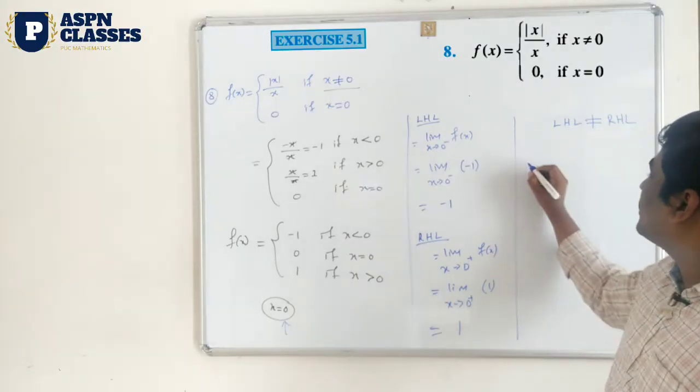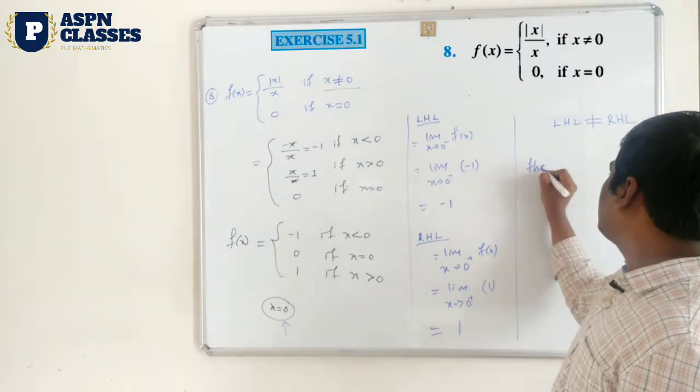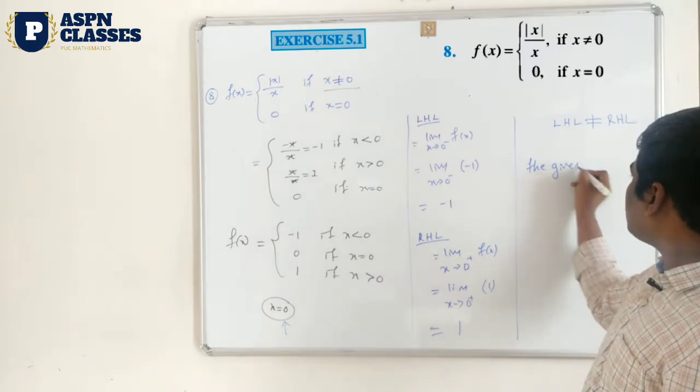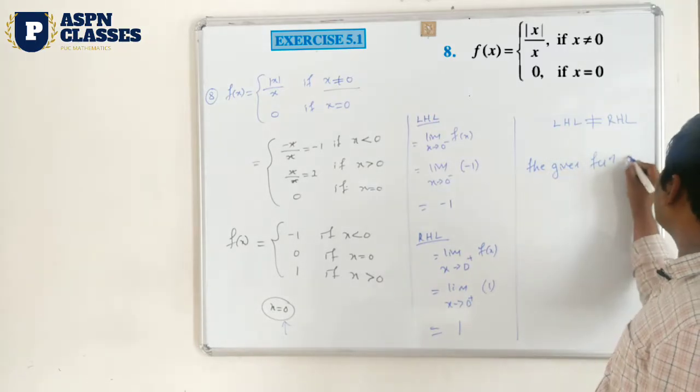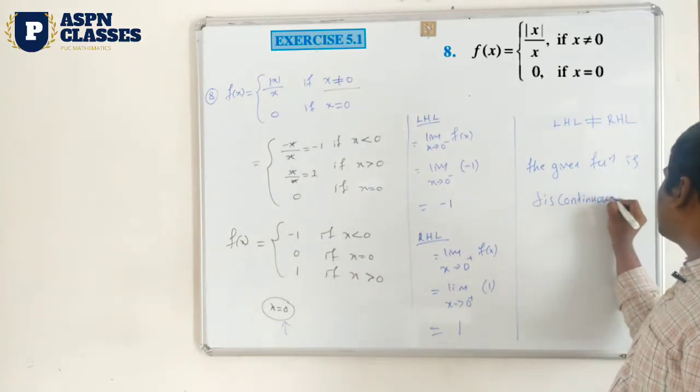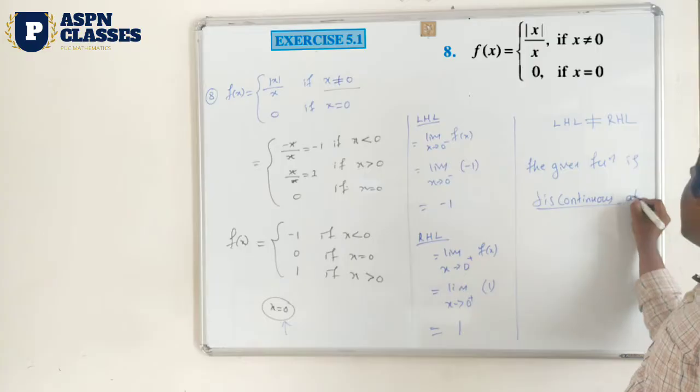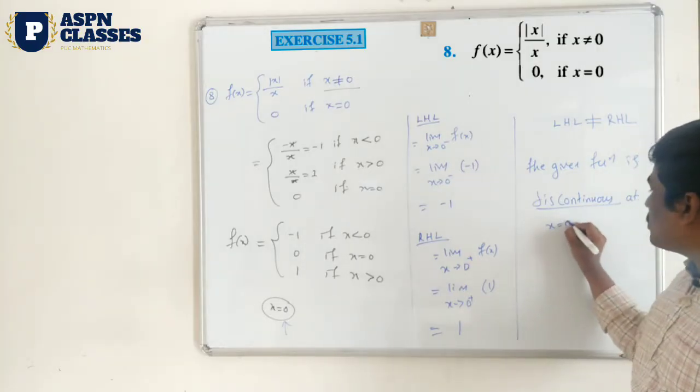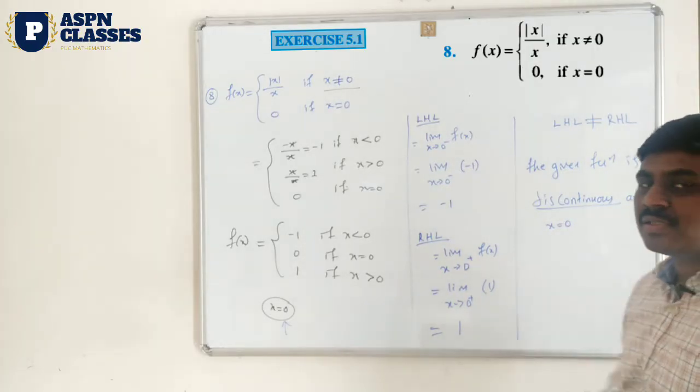Okay, last, you write the conclusion: the given function is discontinuous at x equal to 0. Okay, this is your last conclusion.